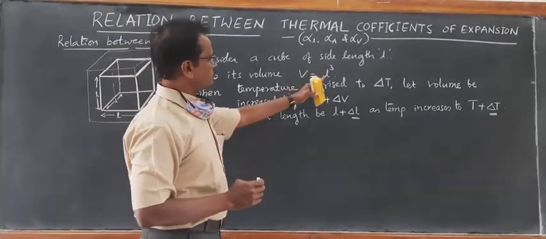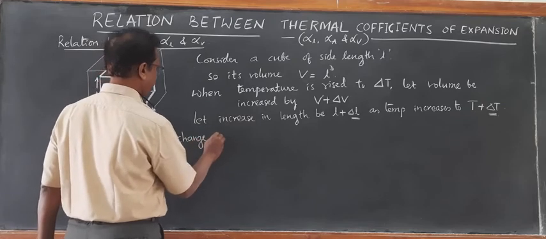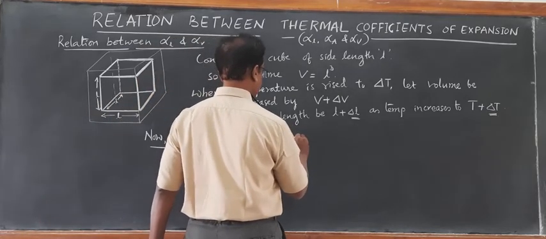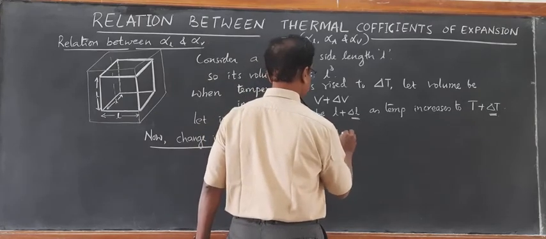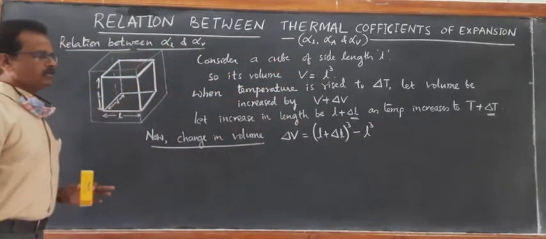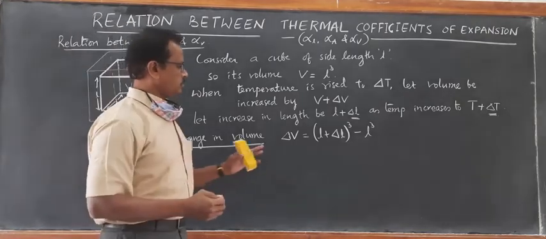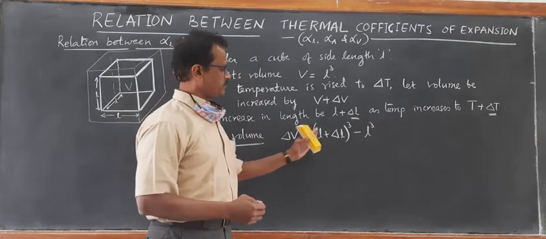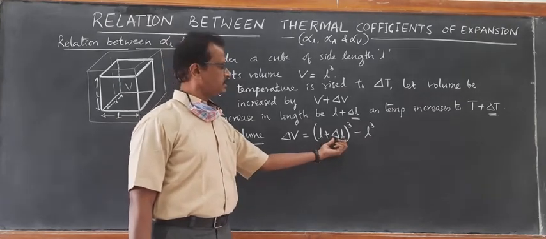We know volume is equal to L cube. So the change in volume, delta V, can be calculated as L plus delta L whole cube minus L cube, because before increasing the temperature, the volume of the cube is L cube. V equals L cube, and later it becomes V plus delta V. So delta V is equal to V plus delta V minus V, which is L plus delta L whole cube minus L cube.